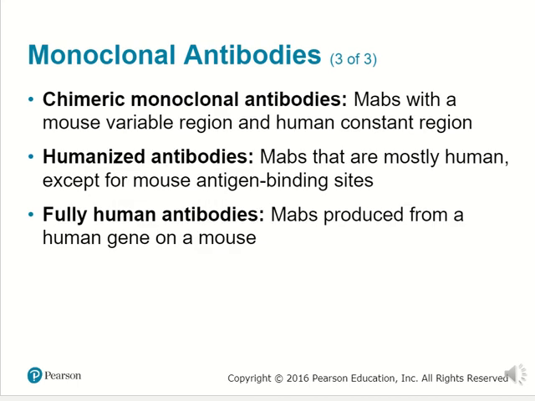Now there are also chimeric monoclonal antibodies, or mAbs with a mouse variable region and a human constant region. Essentially, you're taking different regions of an antibody from different agents. There are also humanized antibodies, which are mAbs that are mostly from human, except for possibly a mouse antigen binding site. And then fully human antibodies, which are antibodies produced solely from a human gene that was transferred to a mouse.